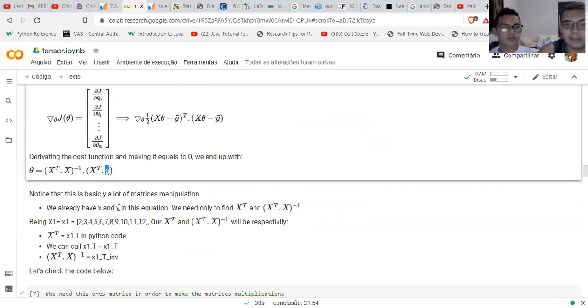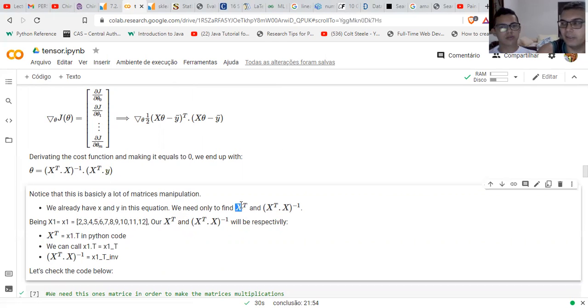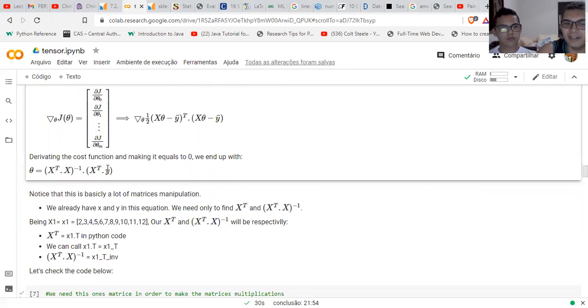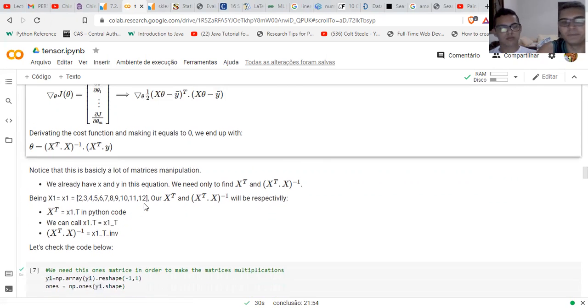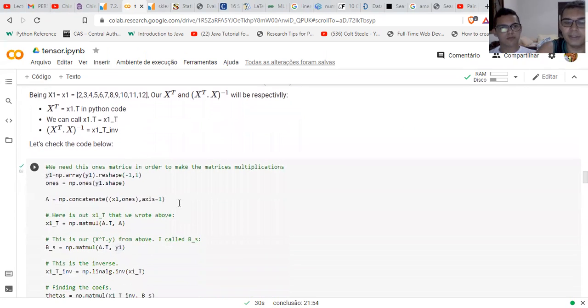So basically, we are using the same data set that we made up previously with x1 and y1. We already know the x's that are the inputs that we have. We already know the y that are the outputs. So in order to know the theta that we need, we just have to make a lot of matrix multiplications. And here's the code, and it's not hard.